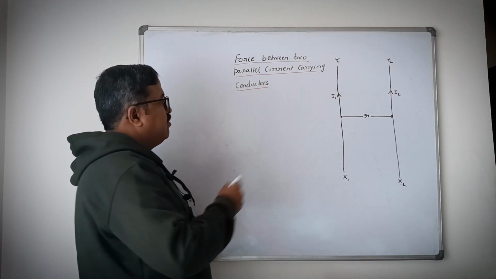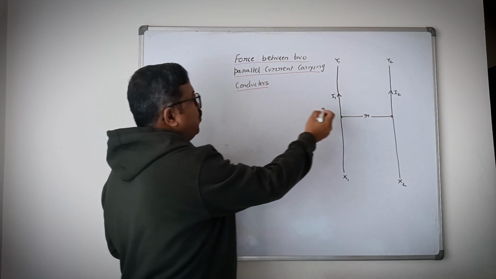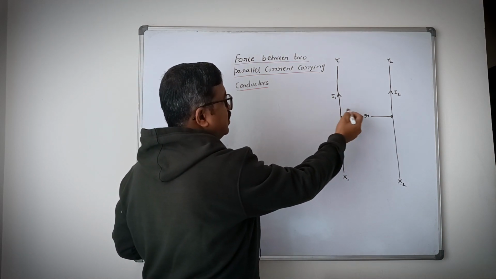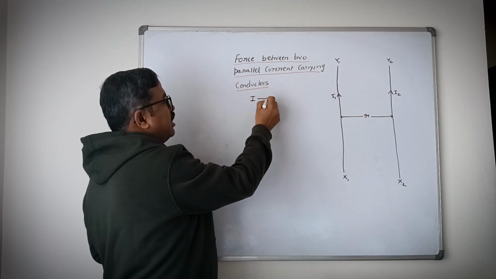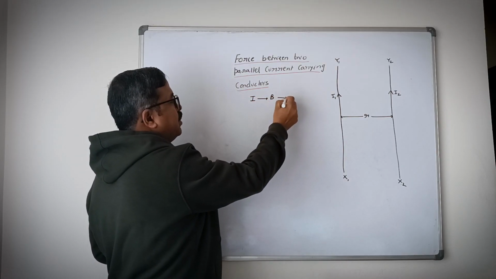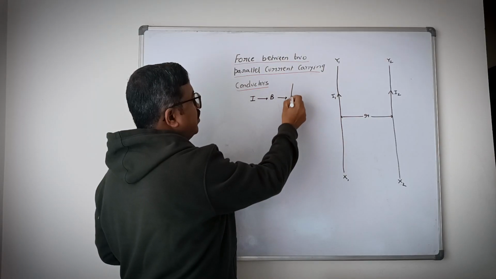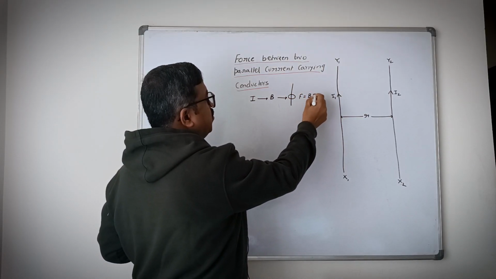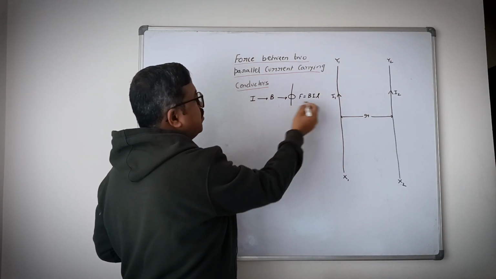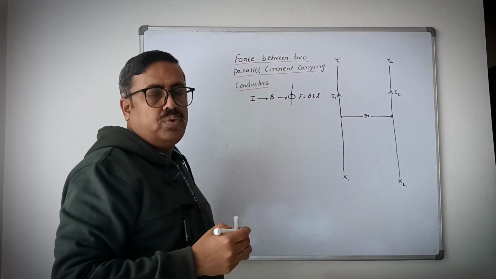So how do we derive this? When current flows through a conductor, it generates a magnetic field. So we have current I creating magnetic field B, because of which this particular wire, the second wire, experiences a force which is given by BIL. This is the step or the flow which we are going to go.